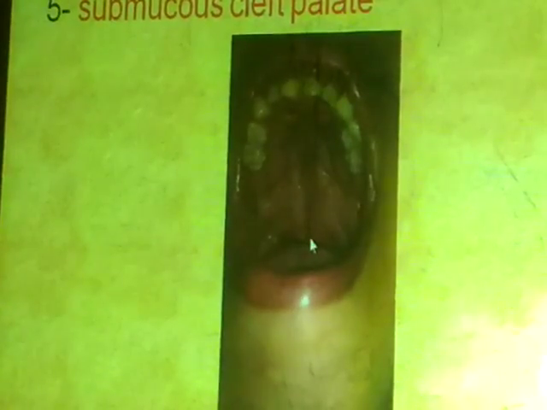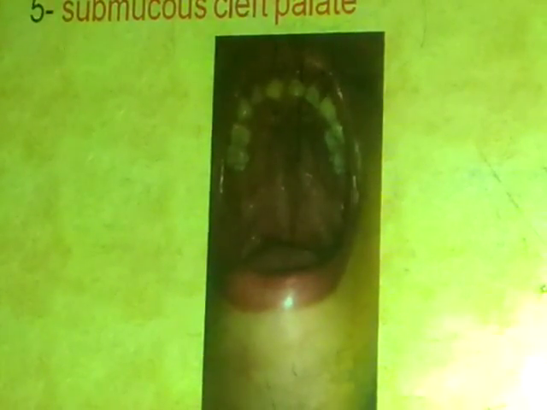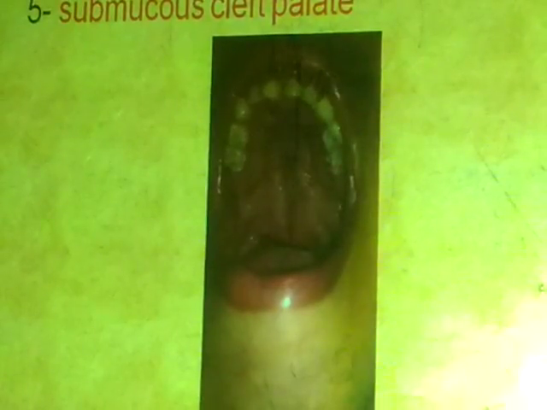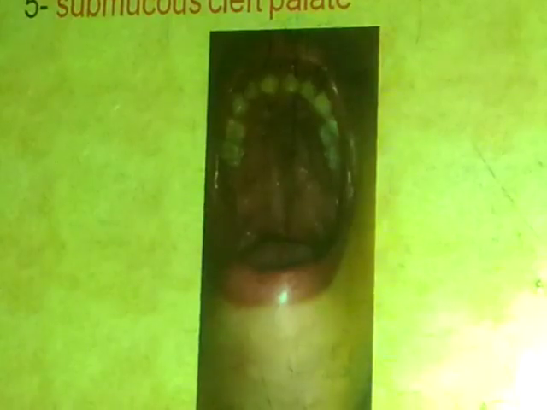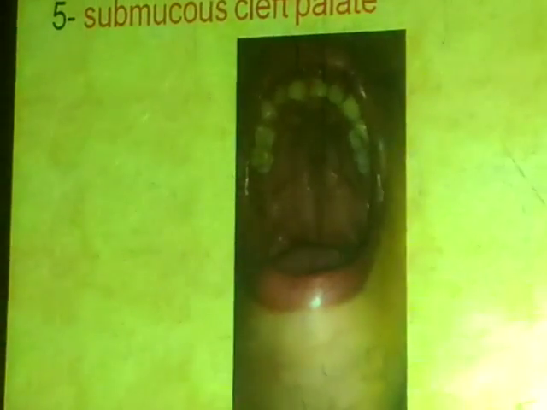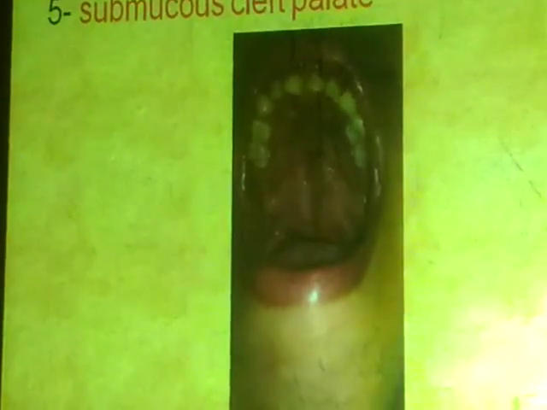You may not get the bifid uvula or the zona pellucida. However, the notch at the posterior end of the hard palate is a fixed mark. So it's a step that you should do every time you're going to do adenoidectomy, please palpate the hard palate, palpate the soft palate, and detect if there is any submucous cleft.